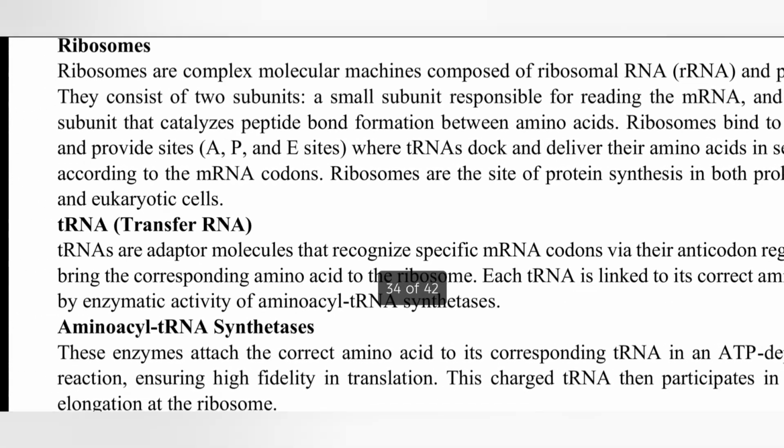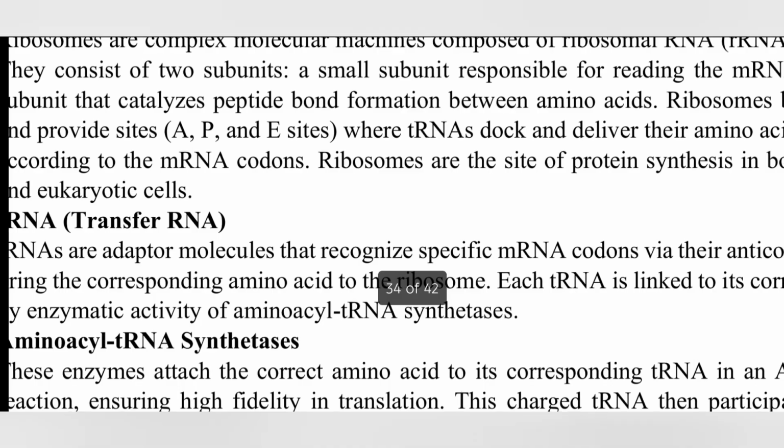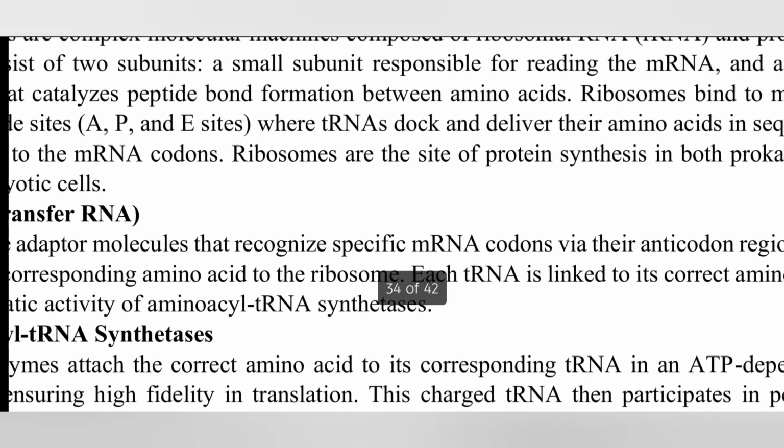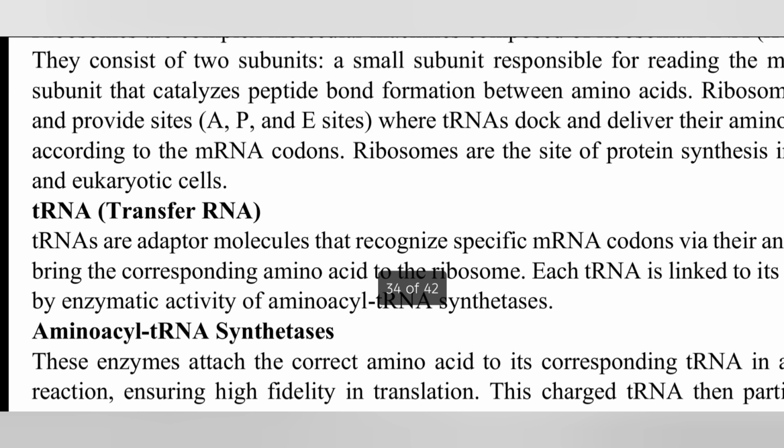Ribosomes bind to messenger RNA and provide sites: the A site, P site, and E site, where tRNAs dock and deliver their amino acids in sequence according to the messenger RNA codons. As the codons appear on the messenger RNA, the matching anticodons will be brought by the transfer RNAs, and they will make a peptide bond, and in the end that peptide chain shall be released and the protein synthesis process shall be completed.